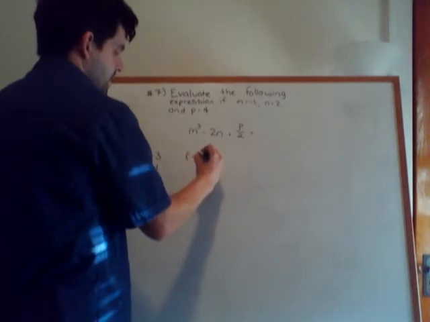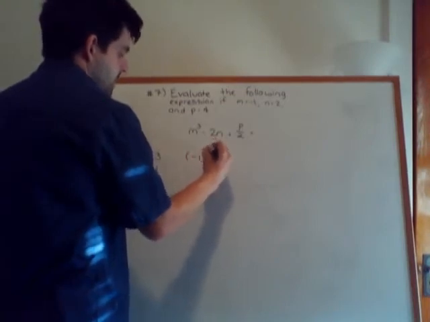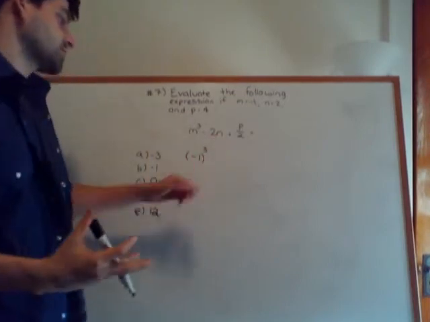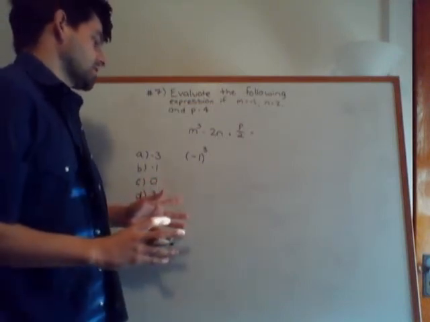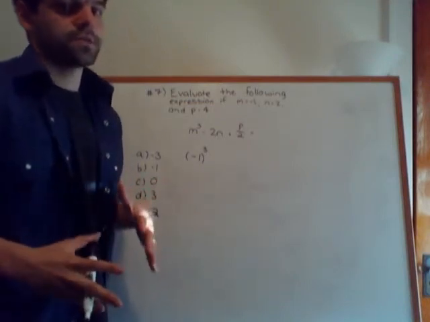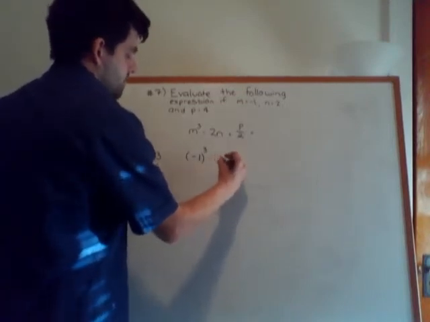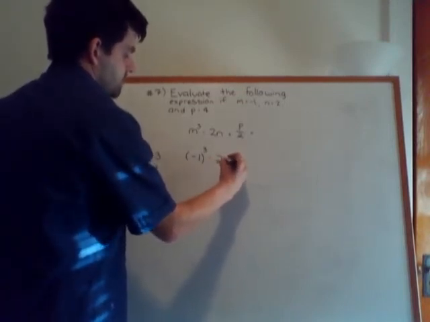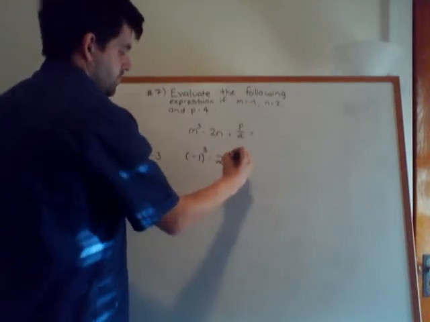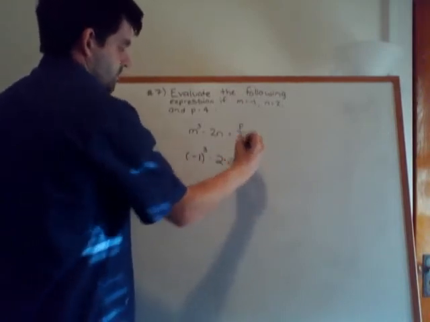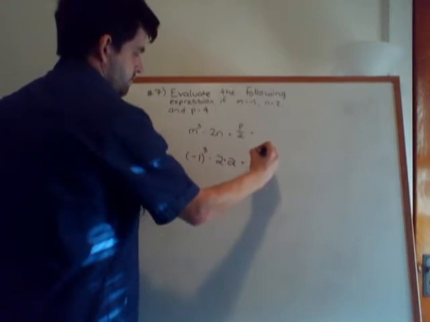So we have (-1) cubed, and I always like to put my negative numbers in parentheses because it keeps housekeeping and bookkeeping a lot more organized. Minus 2 times, I'm inferring multiplication here, 2, plus 4 over 2.